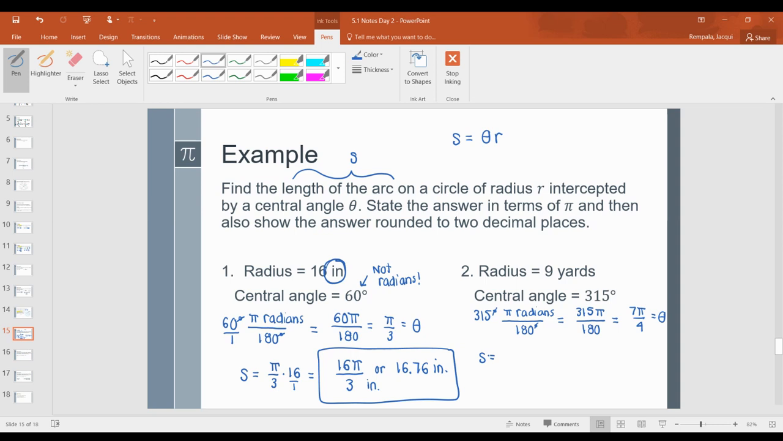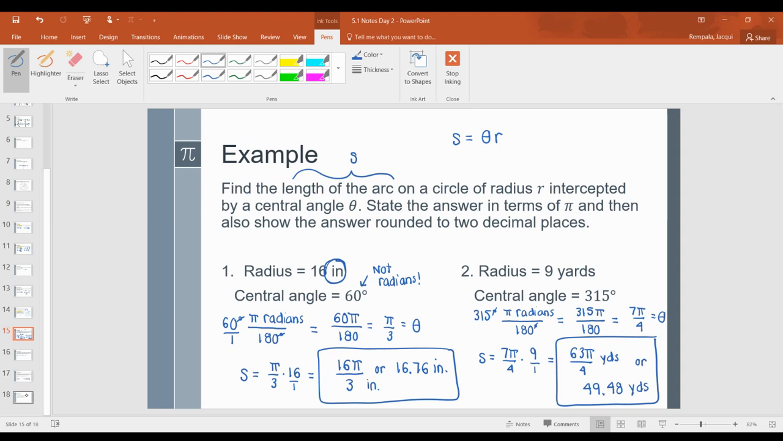So once again, to find the arc length, I take that theta, 7 pi over 4, and I want to multiply it by, in this case, the 9, because that's the radius. So I can put it over 1 to multiply straight across to get my answer in terms of pi. That would give me 63 pi over 4. I can't reduce down the 63 and the 4. My units are yards. So there's my first answer. If I then carefully type that into the calculator and round to 2 decimal places, I'm going to get 49.48 yards. So those are my 2 answers, both in exact form as well as rounded.